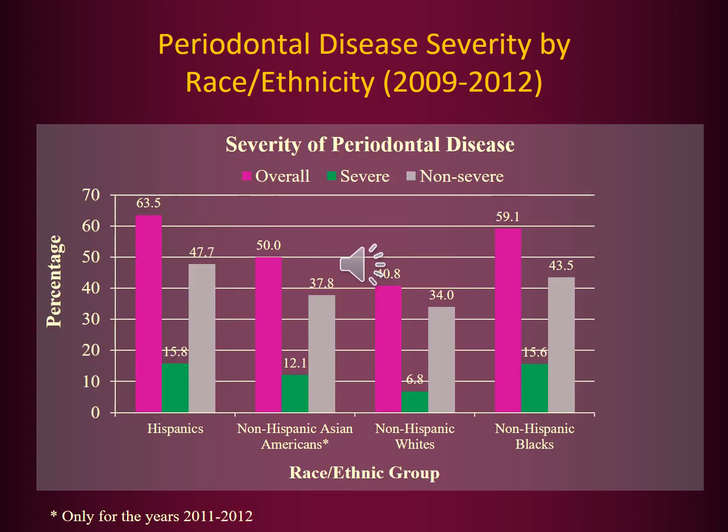This slide basically shows the severity of periodontal disease by racial and ethnic group. What it shows is what I showed a few slides earlier, that there is a disparity amongst those in the Hispanic and non-Hispanic black groups. There's a higher percentage of individuals with periodontal disease in those groups, both in the total amount of periodontal disease or periodontitis, and also in severe periodontitis, as well as in non-severe periodontitis.